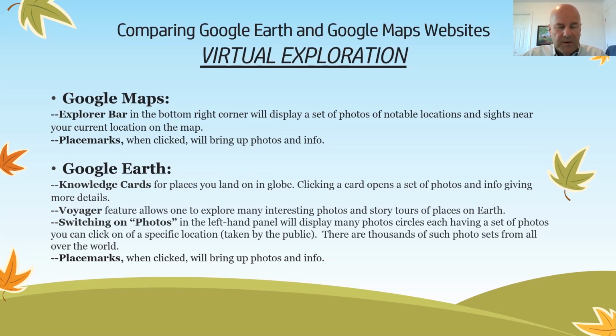And then over in the left-hand panel, you'll be able to switch on photos if you want, and it'll bring up numerous, dozens, even thousands of little photo circles. And if you click on one of those, you'll get photos that have been taken by the public. And there are thousands of these photo sets from all over the world. And Google Earth also has place marks, which if you click them on, will bring up more photos and info.